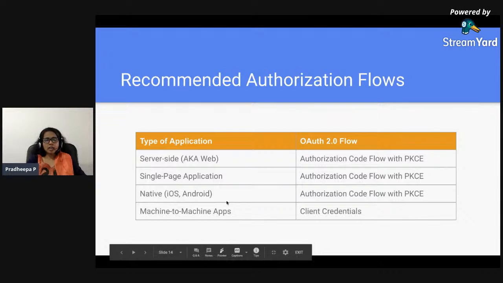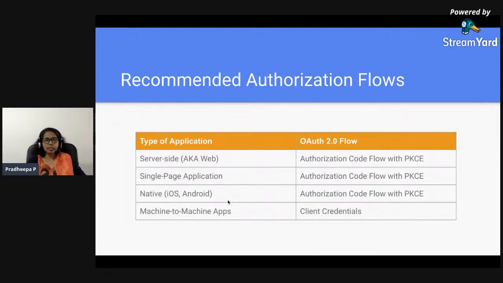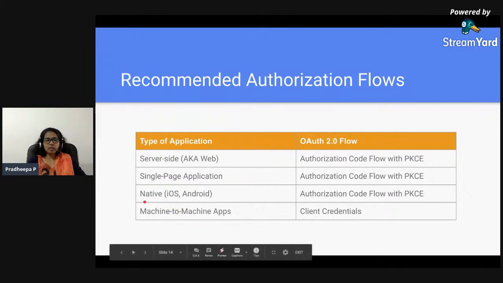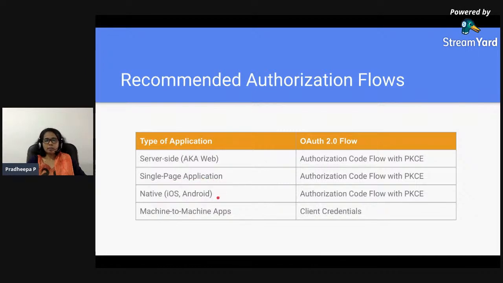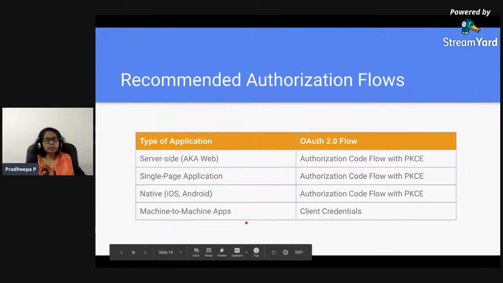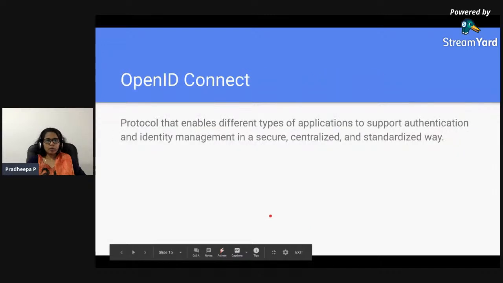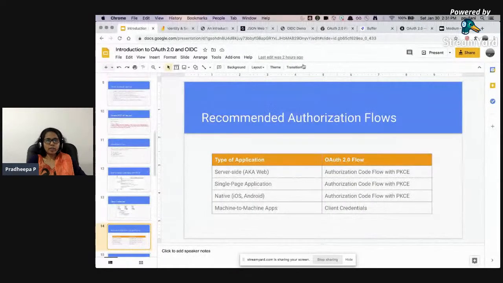iOS and Android applications are similar to single page applications because they don't have a secure backend. The code is entirely downloaded inside your mobile, so someone can decompile the code. So it's not a safe place to store your secret. Normally we can treat an iOS application as a single page application. So whatever is applicable for this is applicable for native iOS and Android applications. Machine to application is the client credential. So let me show you a demo before we go to OpenID Connect.